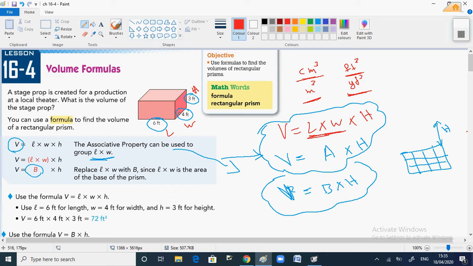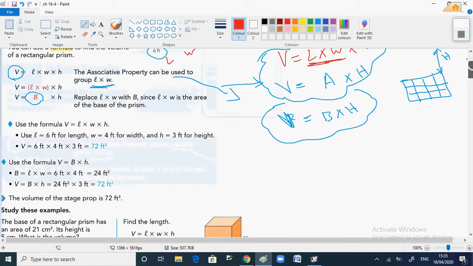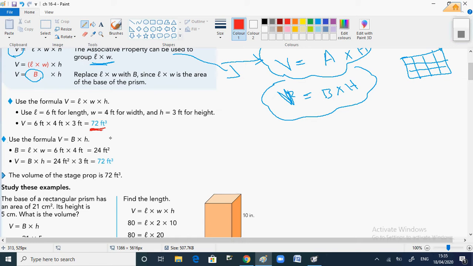When I multiply 3 by 4, that's 12, by 6, I will get 72 cubic feet, because the unit is feet, so I use cubic to show I found a volume. Another way: here I used length by width by height, or I can find B, an area, length by width, which is 6 by 4. It's 24 square feet. Then I multiply 24 square feet by 3.